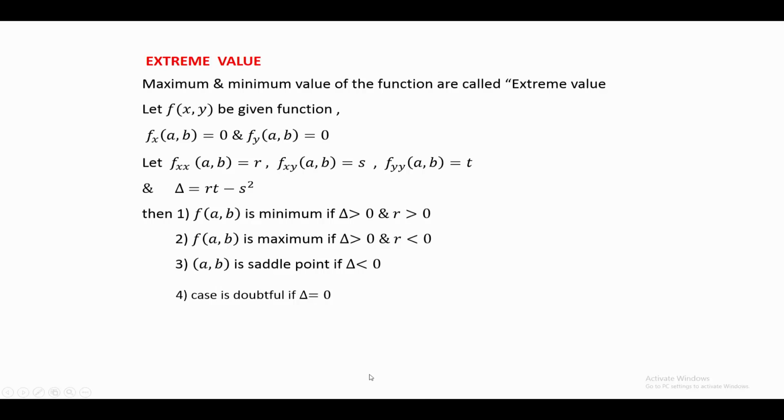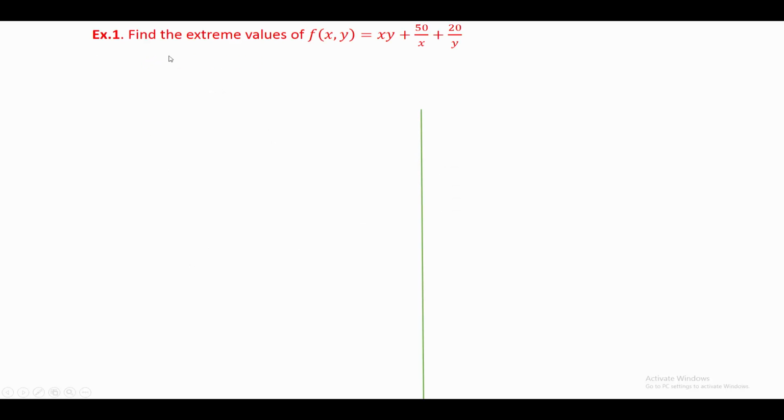Example 1: Find the extreme value of f(x,y) = xy + 50/x + 20/y. Find the extreme value of this function, meaning find the highest and lowest value, the maximum and minimum value of the function. For that, first write down the given function f(x,y) = xy + 50/x + 20/y. Then first find the 5 derivatives: f_x, f_y, f_xx, f_xy and f_yy.